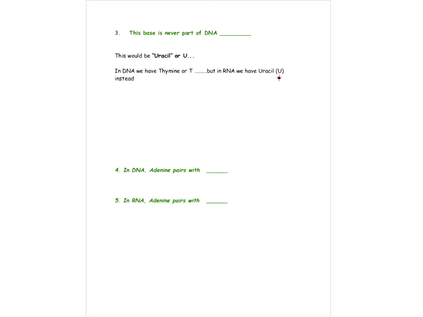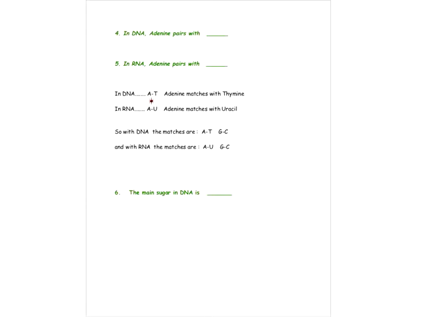Okay, next question. In DNA, adenine pairs with what? And in RNA, adenine pairs with what? Okay, so let's find out. Well, once again, we have A matching with T with DNA, and with RNA, we have A matching with U. So these are the 4 bases and the 2 pairs that we see with DNA, and here they are with RNA. And again, it's just A and T or A and U that makes the difference.